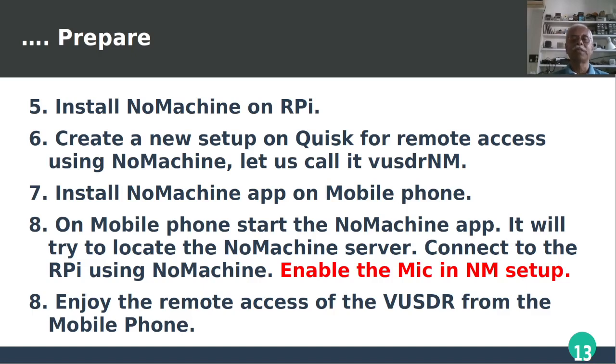Then install the NoMachine on Raspberry Pi, and on the Quisk create one more setup, one more radio for remote access using NoMachine. We may call it something like VUSDR NM. And similarly install the NoMachine app on mobile phone, and when you start the NoMachine app on mobile phone, it will look for the NoMachine server, and if both are in the same network, you will get the connection. You will see it happening.